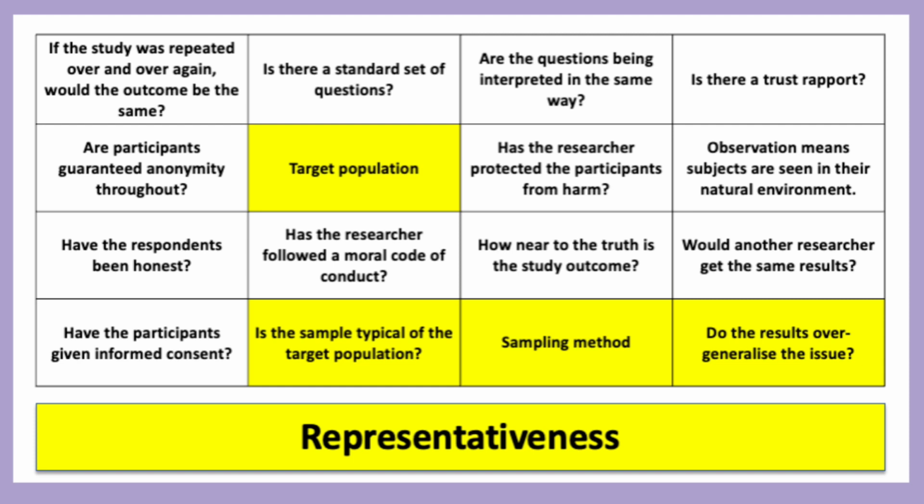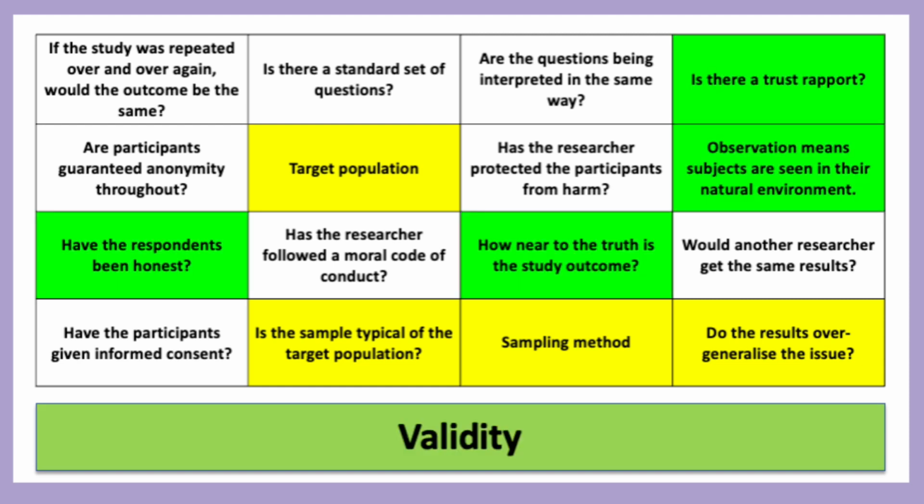Okay, let's reveal the answers for validity. Have the respondents been honest? How near to the truth is the study outcome? Is there a trust rapport? If there's a trust rapport, then your respondents are likely to be more honest. And observation means that subjects are seen in their natural environment. Therefore, it makes it more valid.